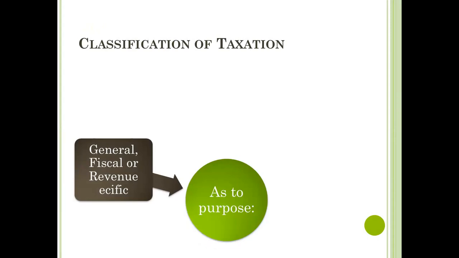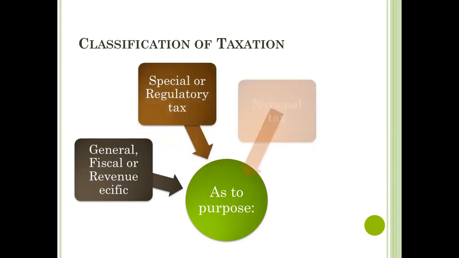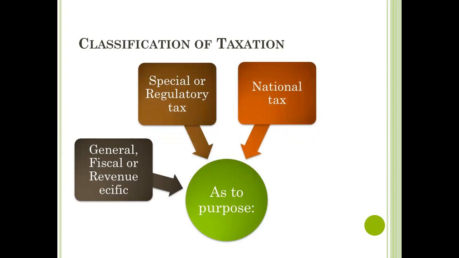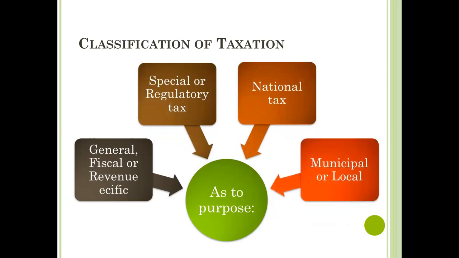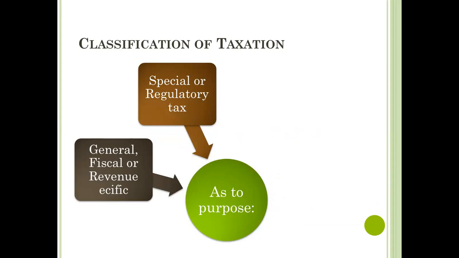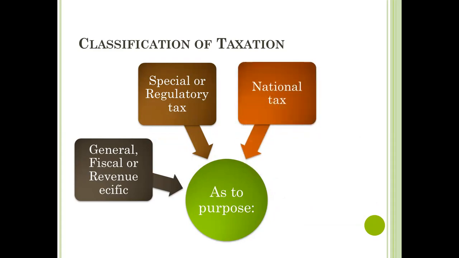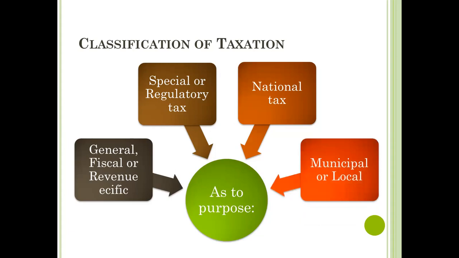Sorry for that. Revenue tax. We also have the special or regulatory tax, and the national tax, and municipal or local. So it's the national tax and municipal or local, as to authority imposing it. Sorry for the error. So as to purpose, what we have is general, fiscal, or revenue, and special or regulatory tax. For another classification, as to authority imposing the tax, we have the national tax and municipal or local.